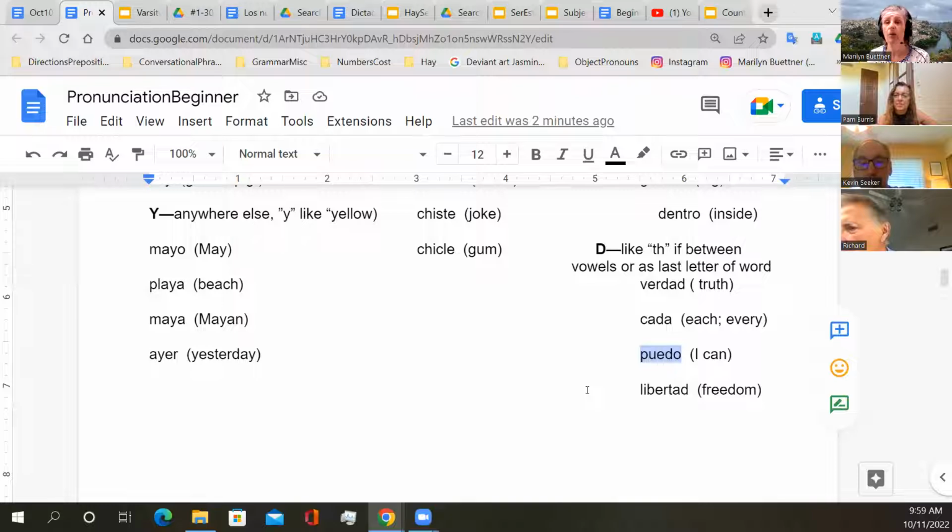Puedo. Okay. That kind of political rally saying, si se puede, which was used a lot by Cesar Chavez originally. Si se puede, yes, you can. Puede is not the I form. Puede is you can, but puedo, I can. And here's another one that's got a soft D because it's hanging off the back end there. Libertad.